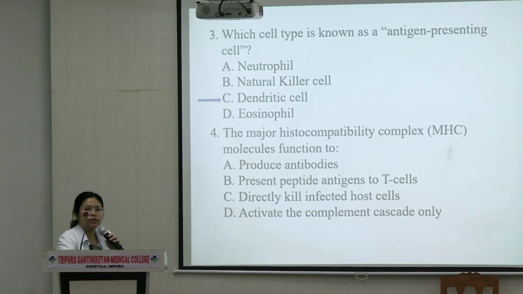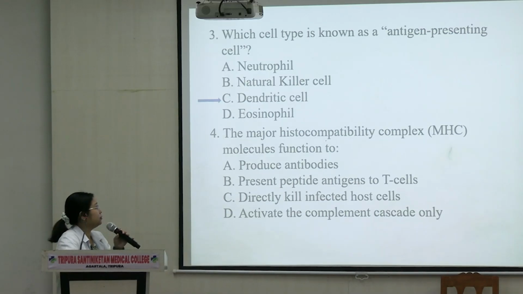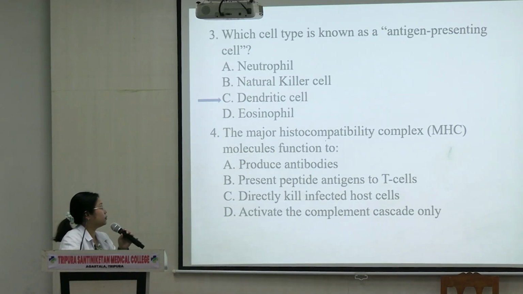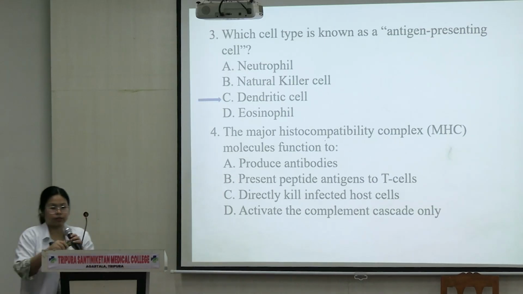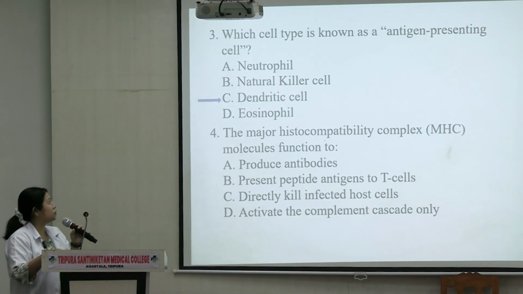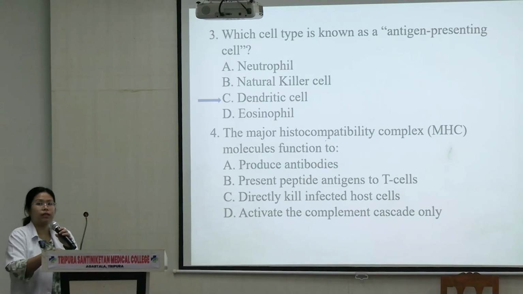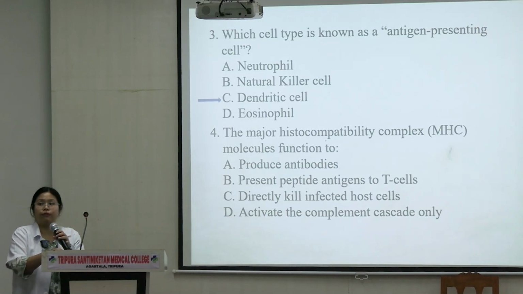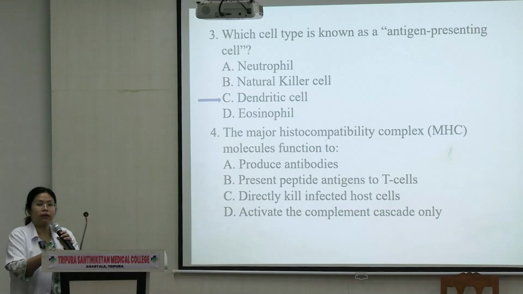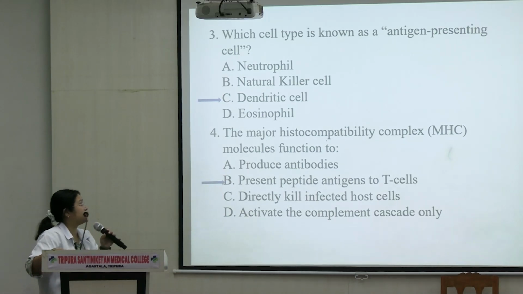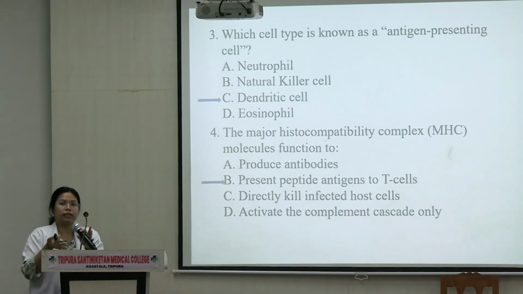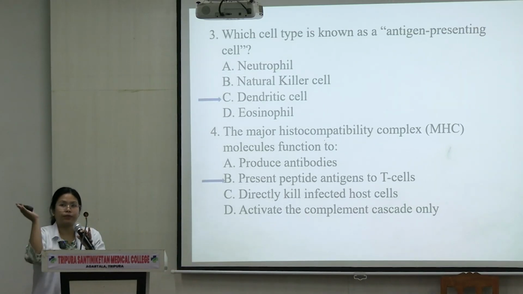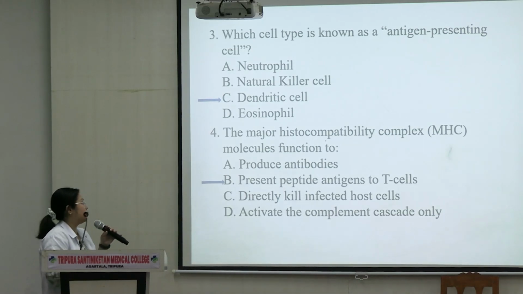MHC molecules functions. Any choice? Present peptide antigens to T cells. Anyone else wants to differ from this? All B? Okay, you're correct. It presents the peptide antigen to the T cell. It takes the peptide from inside of the cell or outside of the cell and presents it on the cell surface of the APCs and of the B cells.